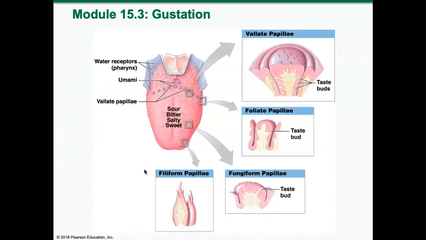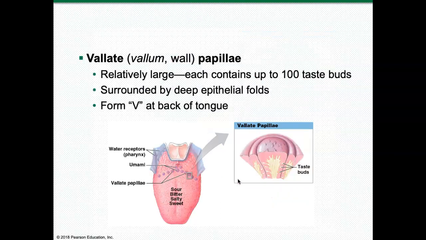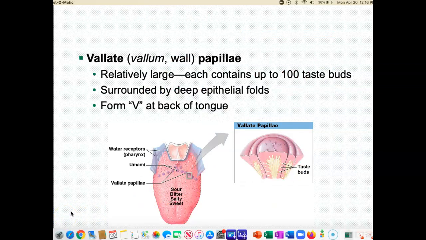So there are vallate papillae. Look at this at the back of the tongue, this V shape for vallate. Foliate papillae, fungiform papillae, and filiform papillae. The vallate papillae are large and each contain up to 100 taste buds. So this is that V at the back of your tongue, but look at the taste bud. Here's your papillae, and if you go down into the crease, you'll find the taste buds down there.